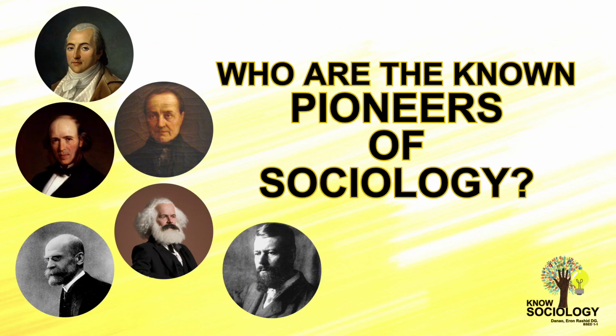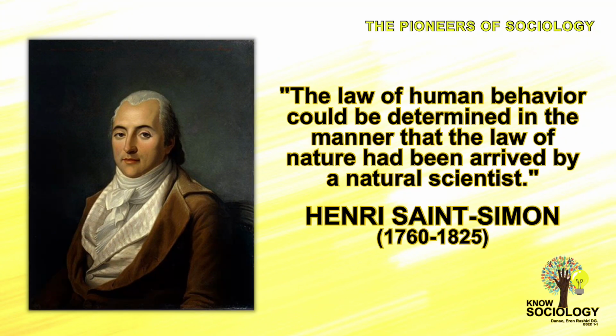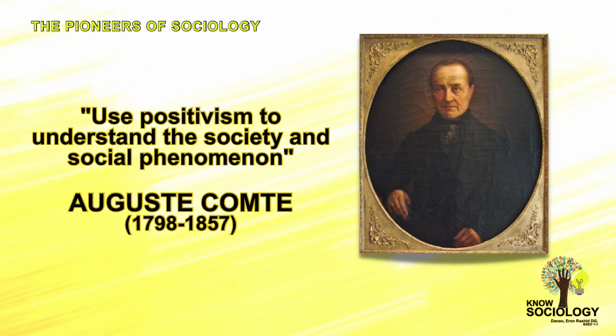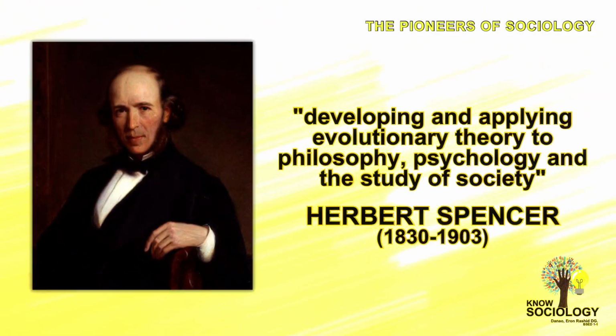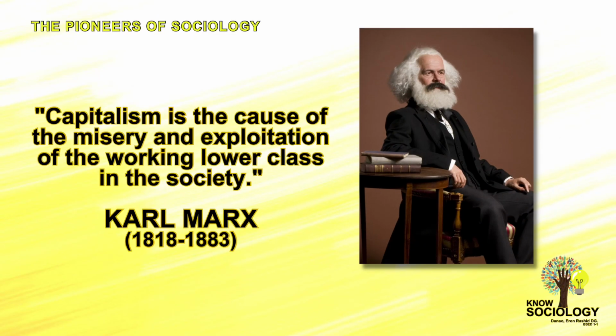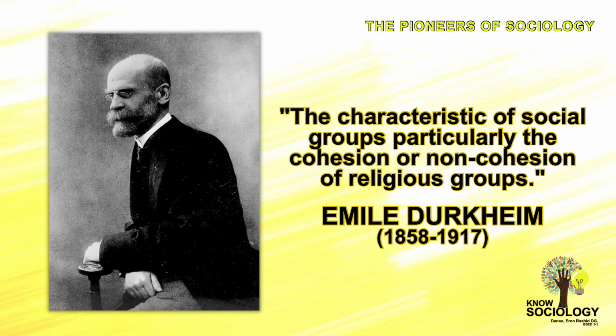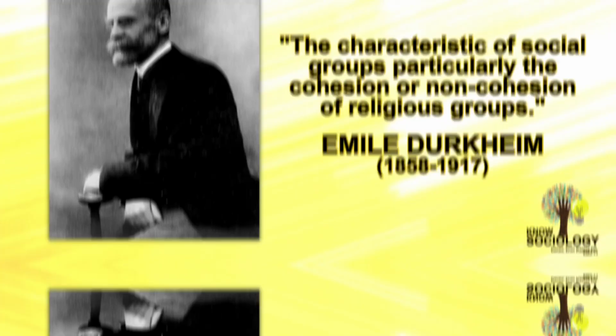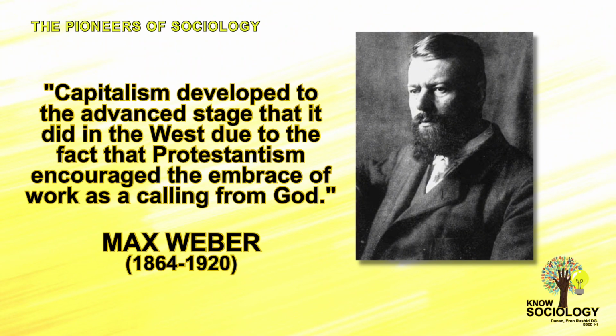Now let us talk about who are the known pioneers of sociology. First is Henri de Saint-Simon, who brought the concept of society and social change. Next is Auguste Comte, who focuses on positivism in understanding society. Third is Herbert Spencer, who uses his evolutionary theory. Fourth is Karl Marx, who pointed at the capitalism issue on workers. Fifth is Emile Durkheim, who studied the role of religion in society. And Max Weber, who focused on the role of ideas in generating social structures and social class as one kind of inequality in addition to status and power.